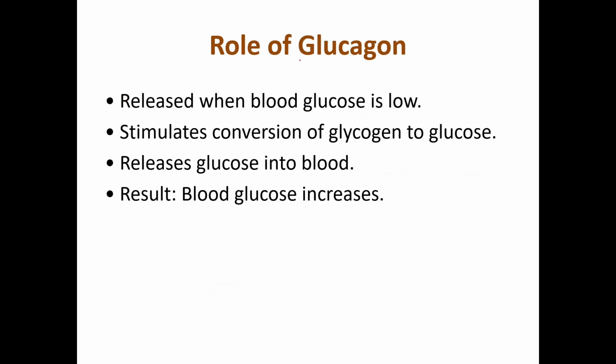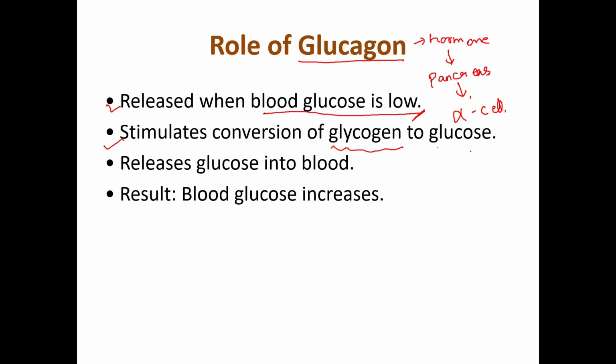On the other hand, glucagon is also a kind of hormone produced by the pancreas, and the pancreas alpha cells make the glucagon. It works against insulin. It is helpful when the blood sugar level is very low in the body. It stimulates conversion of glycogen into glucose. This happens inside the liver, right? Glucose goes into the blood. So what happens?